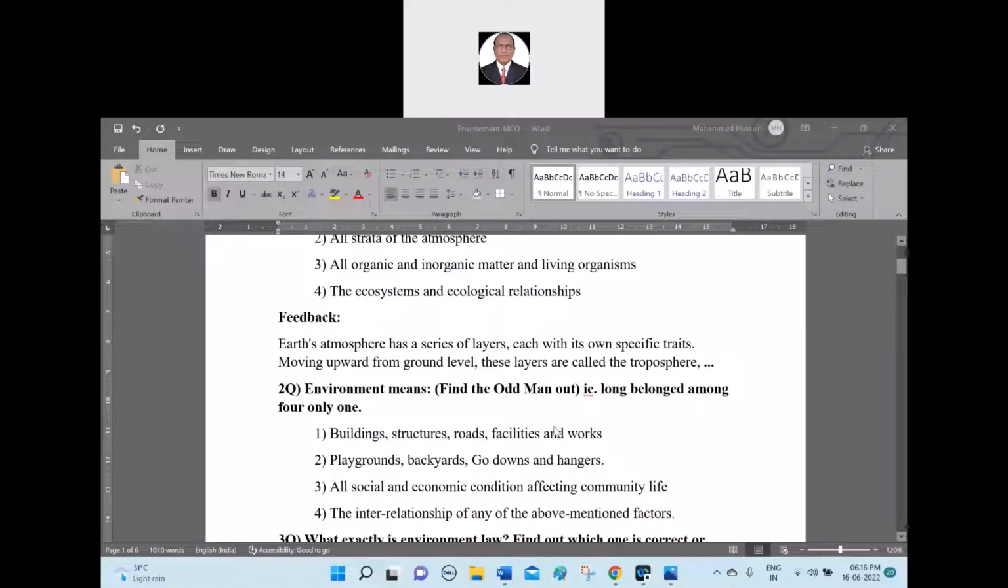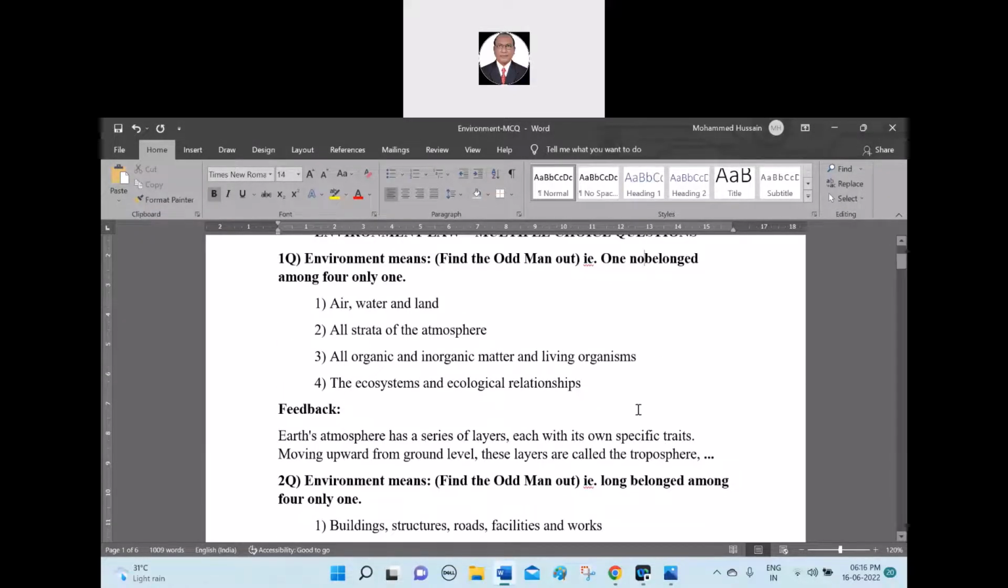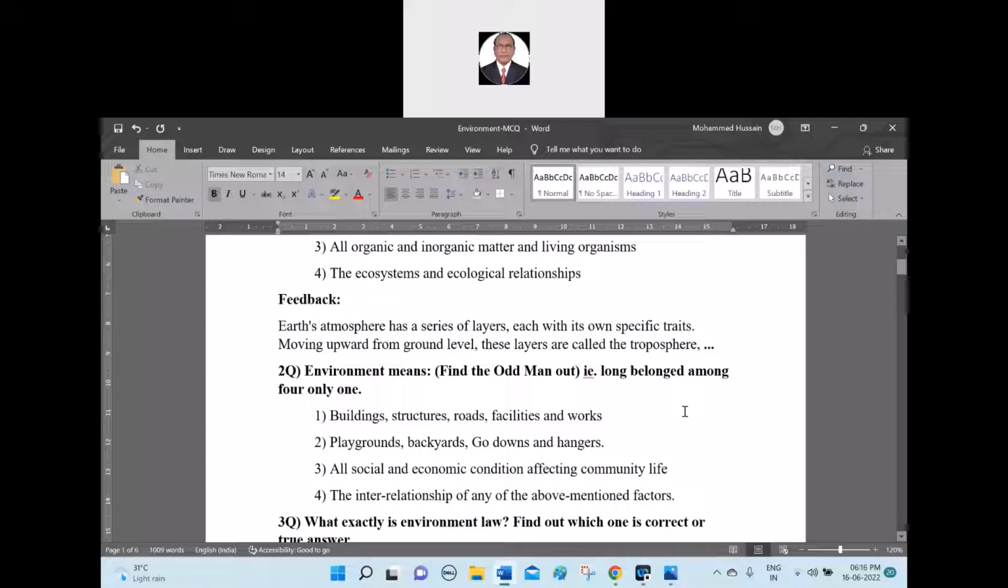Coming to the second question, environment means find the odd man out, the one that does not belong among the four. Choices are: first, buildings, structures, roads, facilities, and works. Second, playgrounds, backyards, godowns, and hangars. Third, all social and economic conditions affecting the community life. Fourth, the relationship of any of the above mentioned factors. Among the four, one does not belong to it.